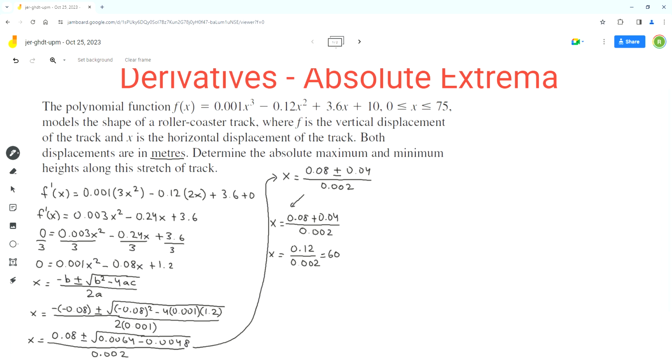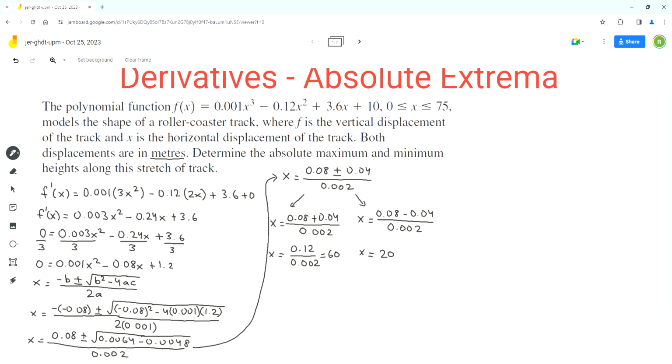Now we can analyze the second case. So the second case is x equals 0.08 minus 0.04 over 0.002. And now we can simplify this expression. So in the numerator we get 0.04 after the subtraction, and then divided by 0.002. So I got x equals 20.